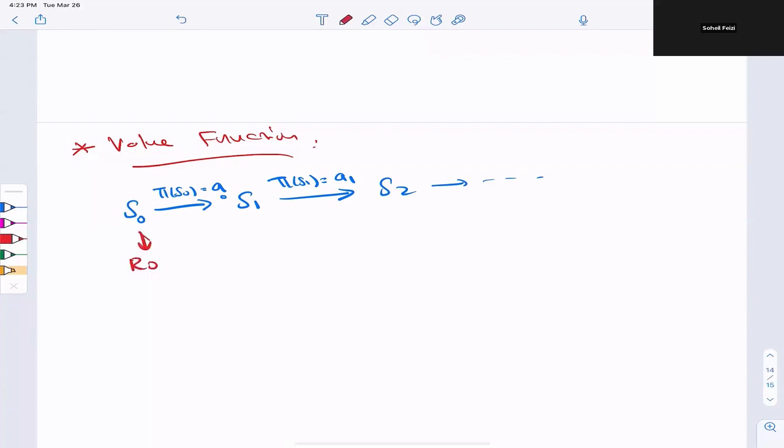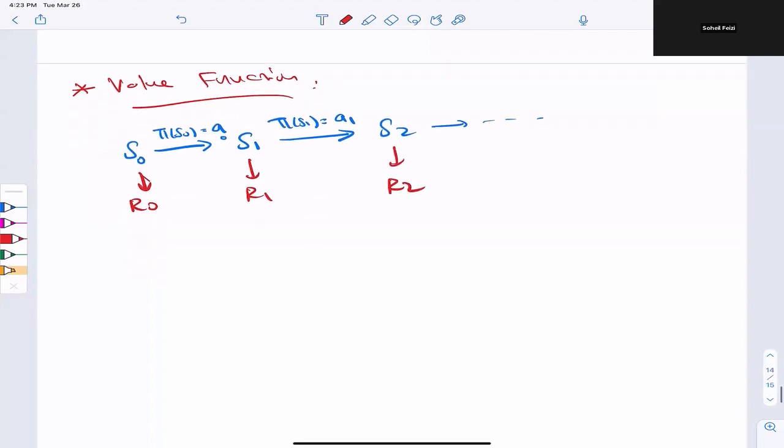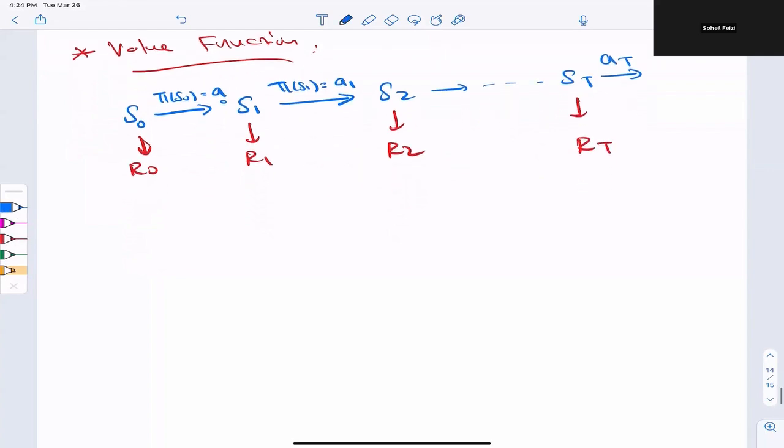So at state 0, you have reward 0, reward 1, reward 2, up until the end. So if you're at state, let's say T, you have the final token, final action that you generated, you collect reward. And the value, according to the policy, starting at state S0 is just basically the sum of these rewards, R0 plus R1 to RT. That's the definition of the value function.